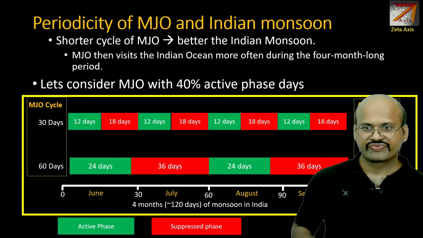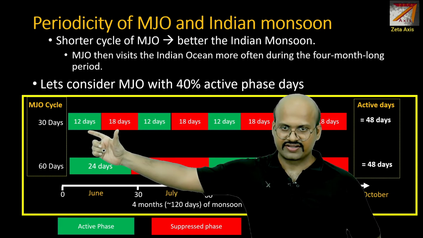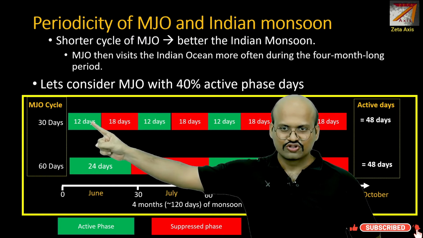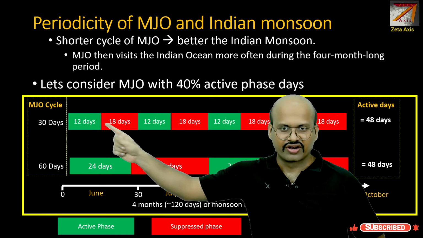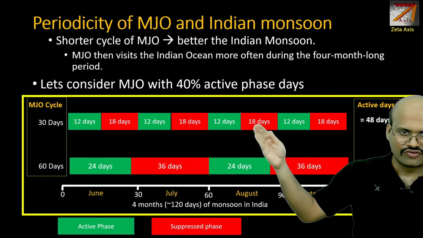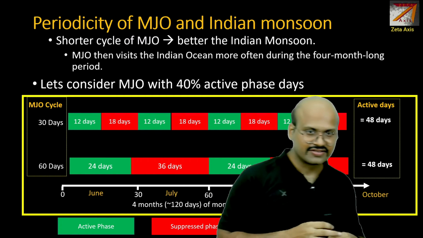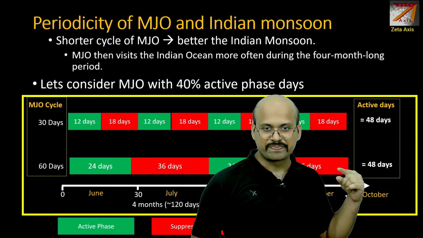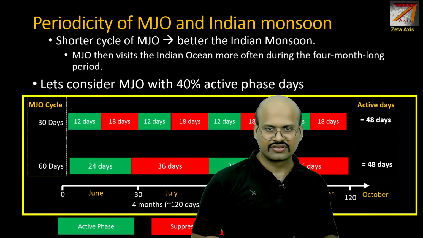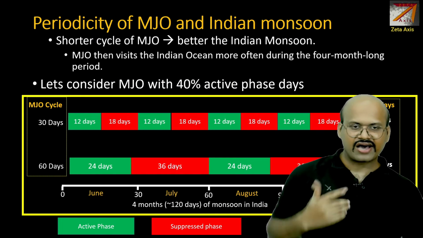Now if we take the 30-day cycle of MJO, here is one cycle, and in this one cycle 40% will come out to be 12 days. So for 12 days there will be active rainfall and for 18 days there will be suppressed rainfall. So over the duration of these 4 months we will again get 48 active days. Hence, irrespective of the period of the MJO cycle, the number of active days will remain the same. So I find it difficult to agree with this argument.